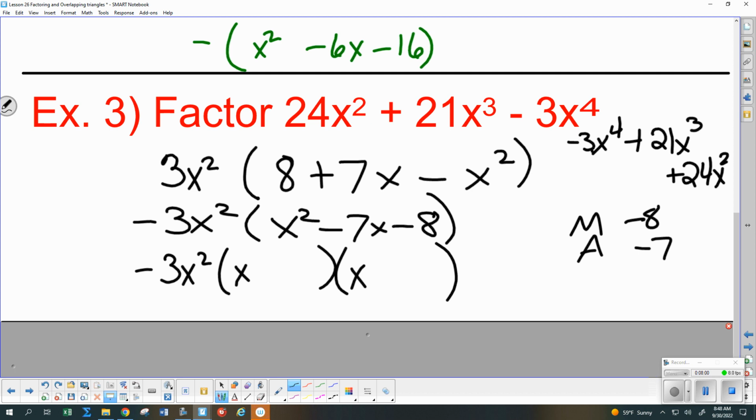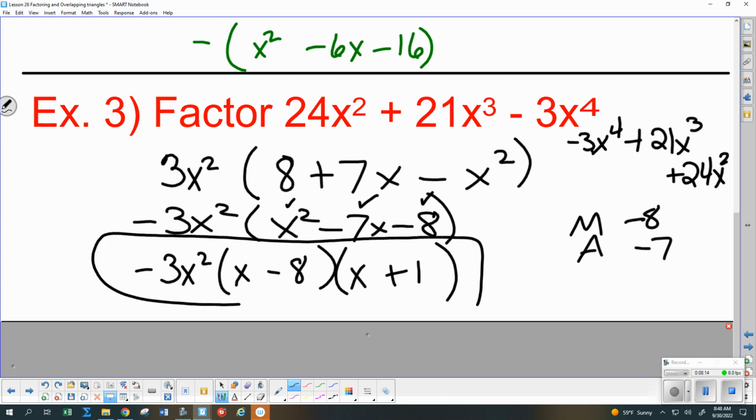So we'll put those in. And if we FOIL just this part, x squared, we'd have this. -8x and plus x, we'd have the -7x. -8 times 1, we'd have the -8. So all of these, including the GCF, that's how we would factor it.